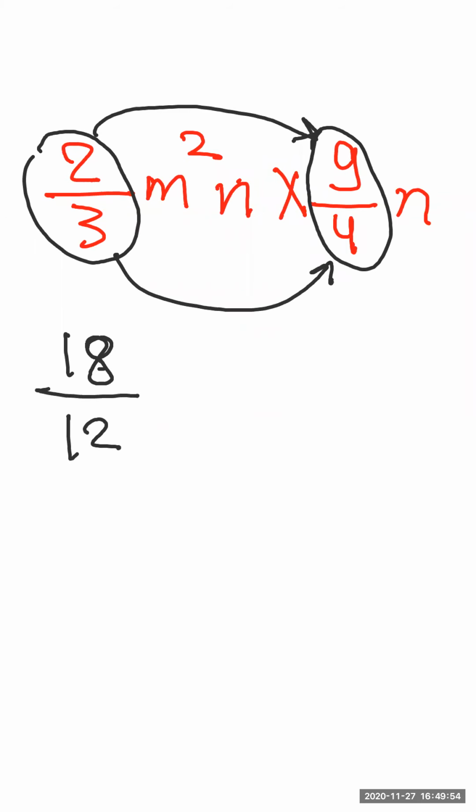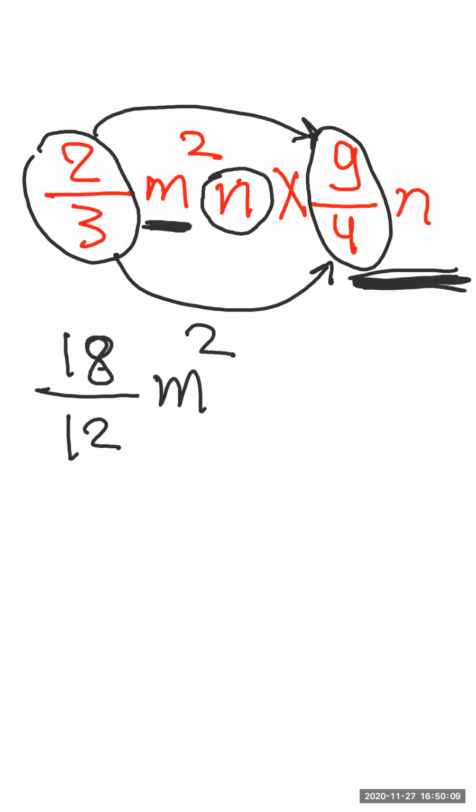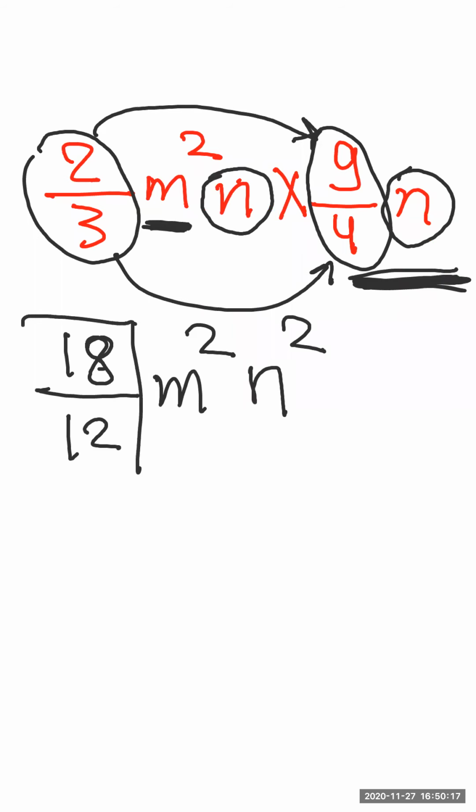Okay, then m squared times, do we have here a term on m? No, so m squared times 1. So this means m squared. It will be the same. Then n at the power of 1 times n at the power of 1. So it will equal n at the power of 2. Okay, now simplify this term.